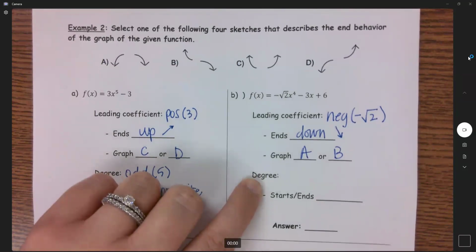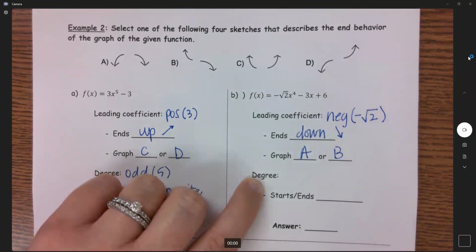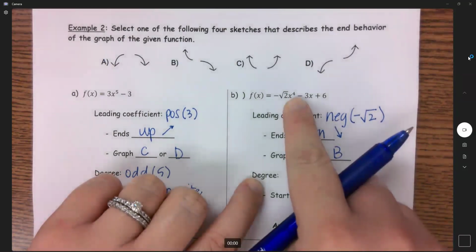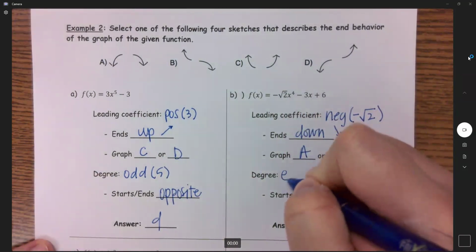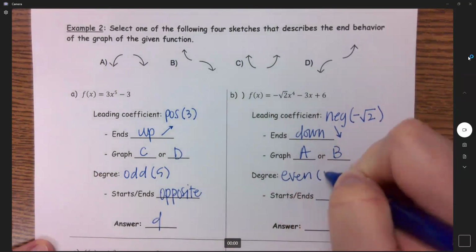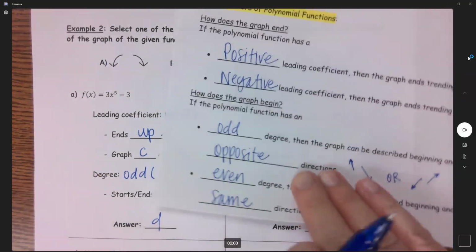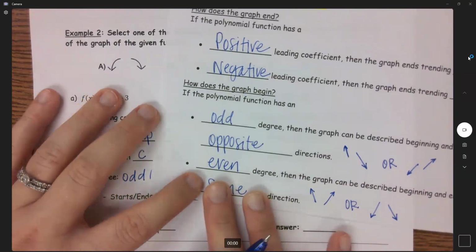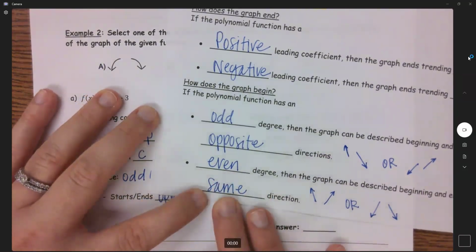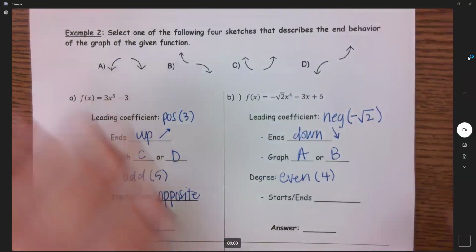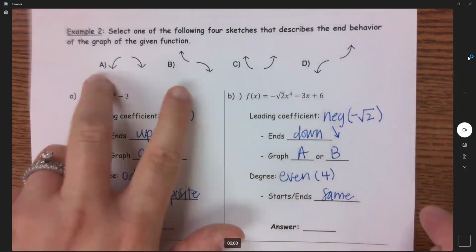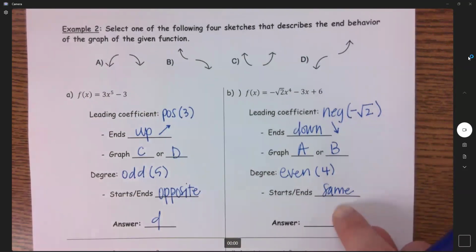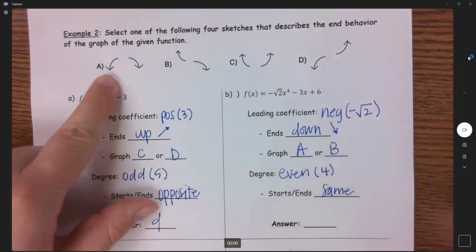Now we look at the degree. I want to know, is it even or is it odd? Okay, it is even because it's x to the 4th. And when our degree is even, they start and stop in the same direction. So out of our 2 choices of A or B, which one starts and ends in the same direction? And that would be A.